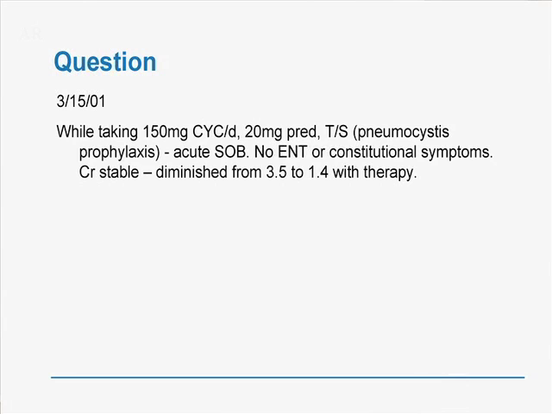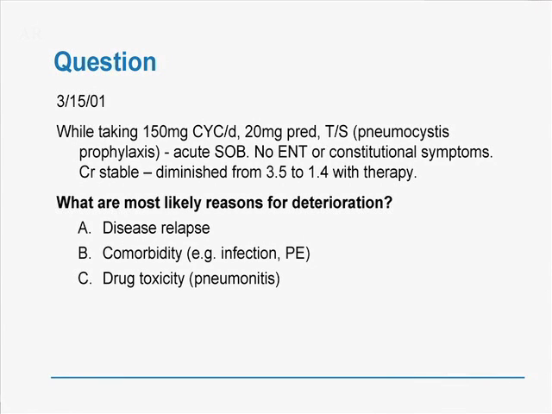And now he calls with acute shortness of breath, but he has none of the original symptoms that led him to present in the first place. His creatinine is stable, and the question is, what's going on? Is he increasingly short of breath because of disease relapse, a comorbidity, or drug toxicity? Comorbidity, infection, pulmonary embolus, drug toxicity, is this cyclophosphamide pneumonitis?